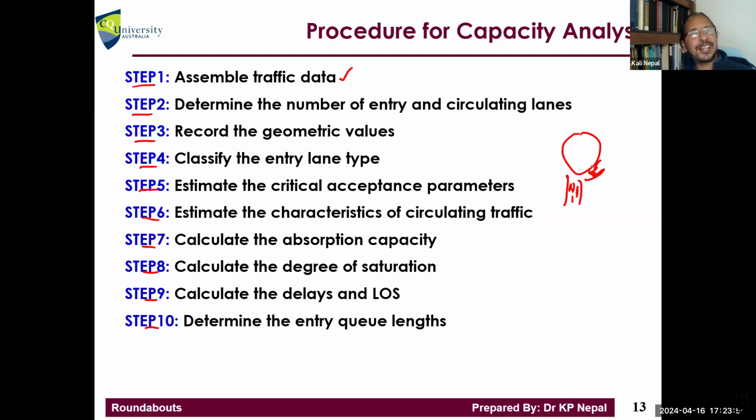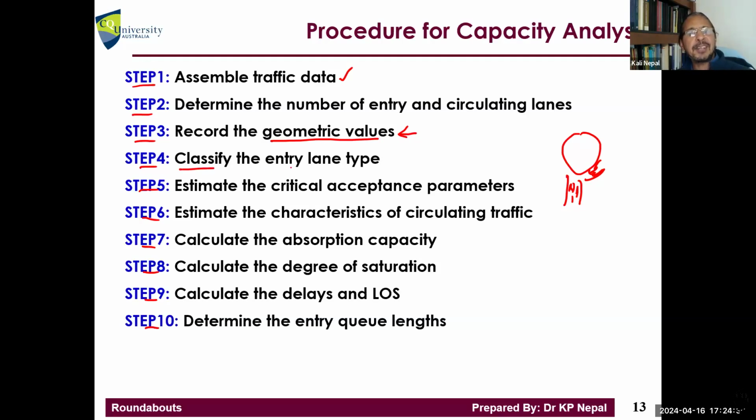For a single lane roundabout, this is 1 and 1. Very easy, right? Then record the geometric values like inscribed diameter, entry width, circulating width, those types of things. But believe me, these will have no effect on our manual analysis. But Sidra takes some of these factors into account when it provides the final results. So that's another reason why Sidra outputs and our manual calculations are not exactly the same. They will be slightly different.